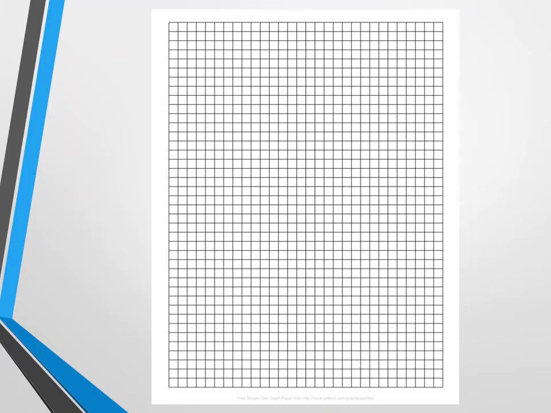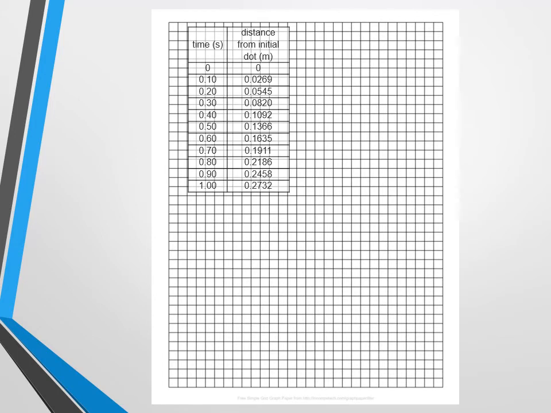I'm going to start my graph by doing something that you should probably do at the end, not at the beginning, but I'm going to put my data table on here so that you can see my numbers while I work through how I'm going to lay my graph out. I'm going to put time on the x-axis, so I'm going to have to write 0.1, 0.2, 0.3, 0.4 along my x-axis, and I'm going to try putting three squares between each of those and see how that works out. And that's perfect. That takes me right to the end of the graph paper.